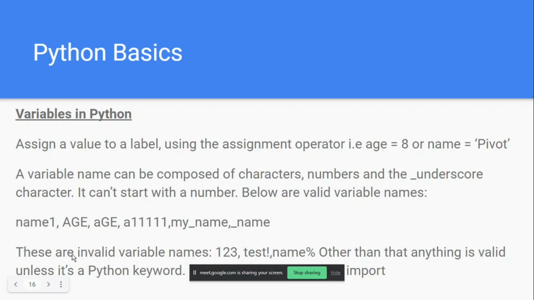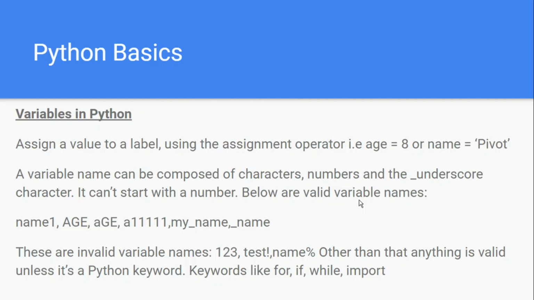But now if you take a look at this, 123 is not a valid variable, since we said it's composed of characters, but it can't start with a number. That's why it's an invalid variable name. Test! is invalid because it has an exclamation mark, and name% is invalid because it has a percent sign. So take note of that. You can't declare variables starting with a number or having exclamation marks, percent signs, or dollar signs. The only sign allowed is the underscore, which is mostly used in Python.